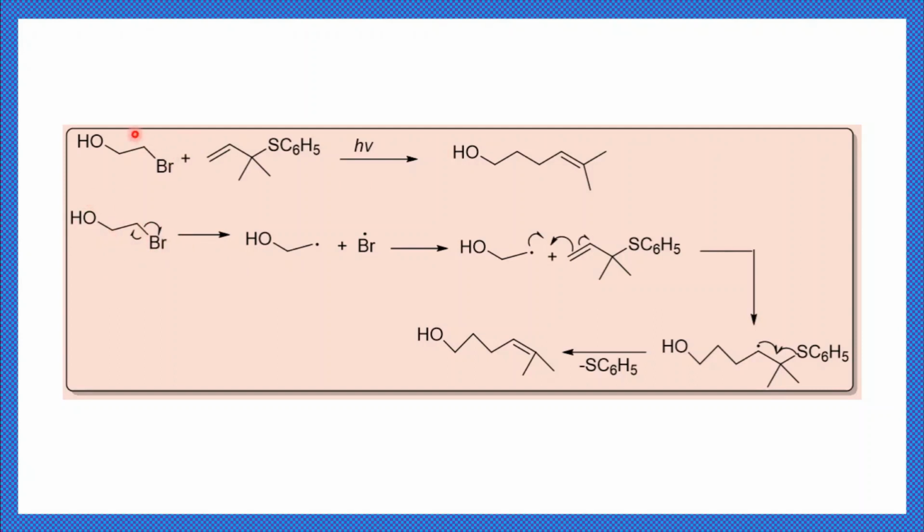First, your 1-bromo-2-hydroxyethane undergoes homolysis of this CBr bond. It generates CH2 radical and bromine radical. The next step is this CH2 radical reacts with your allyl sulfide. Okay, so this arrow should be a single-headed arrow. It's my mistake. So you have to understand this. This is your single-headed arrow, and the reaction between these two molecules takes place.